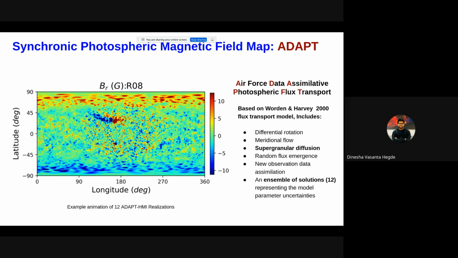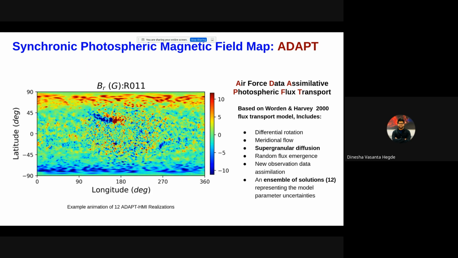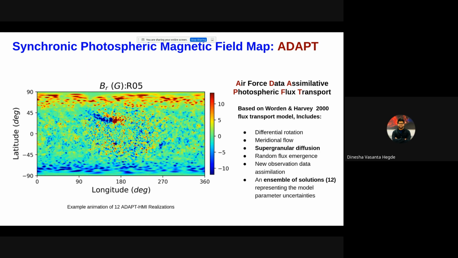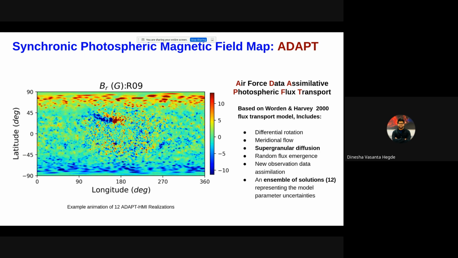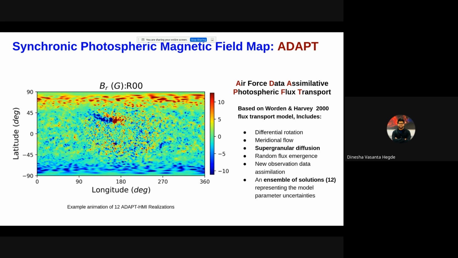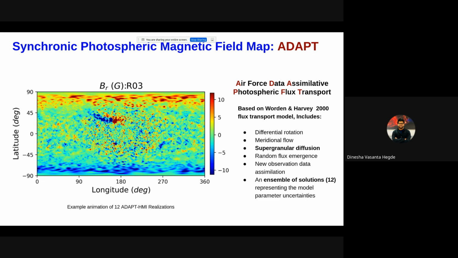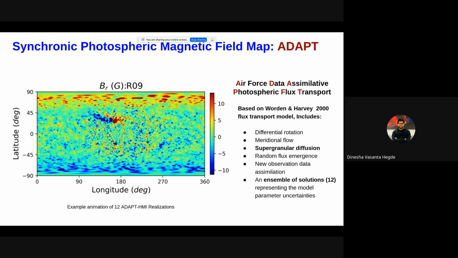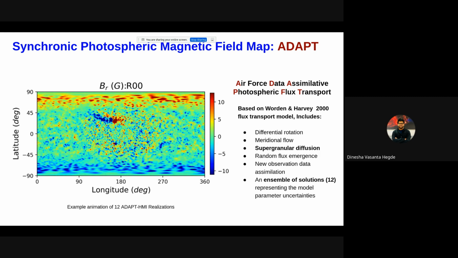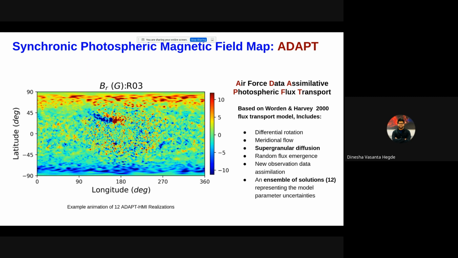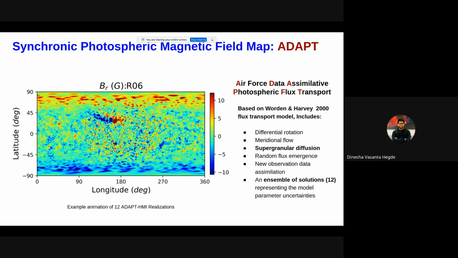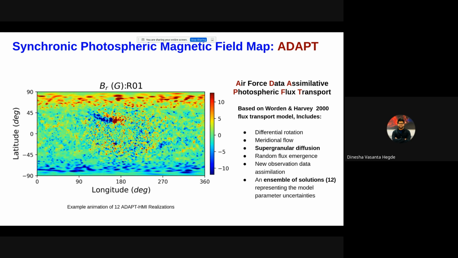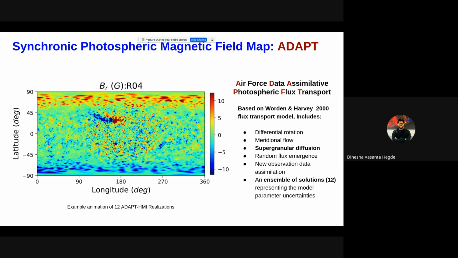So you can see the central patch remains the same as it is the simulation window, and the poles and the far side region change the size of the cell. And if you look at the different time steps, even the lifetime changes of the supergranular distributions.